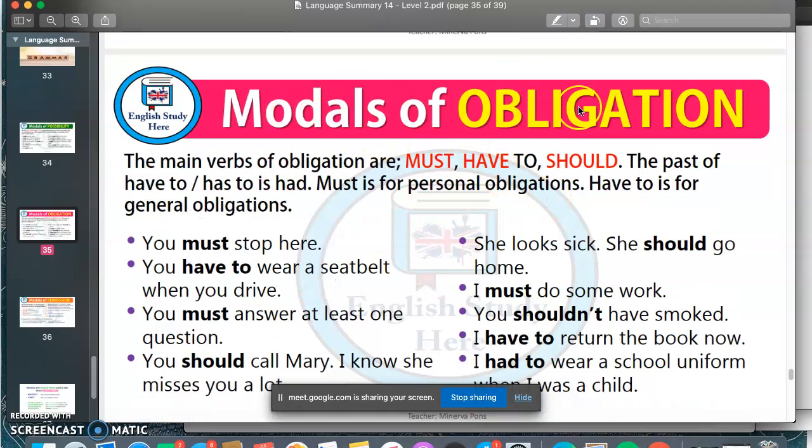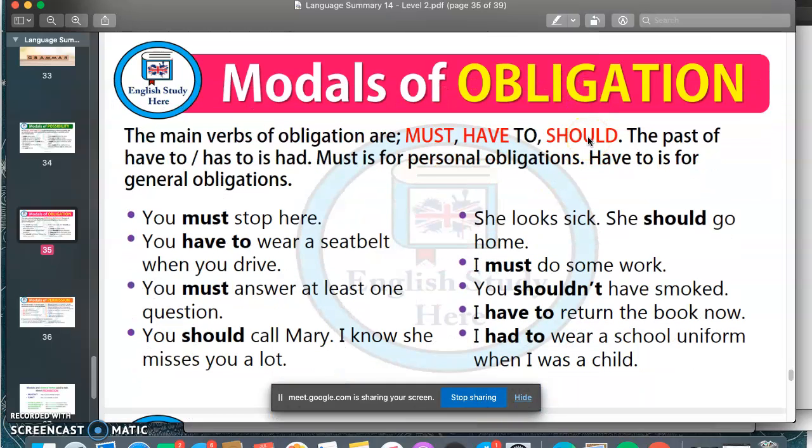Then we have modals of obligation. An obligation is something that you have to do, that you are obligated to do. Maybe it's a rule that you have to follow, or maybe it's the law. But the main verbs of obligation that we have are must, have to, and should. See how we use must for something that you have to do, like an obligation. Again, remember that the past of have to and has to is had.